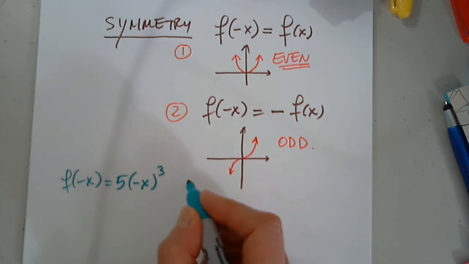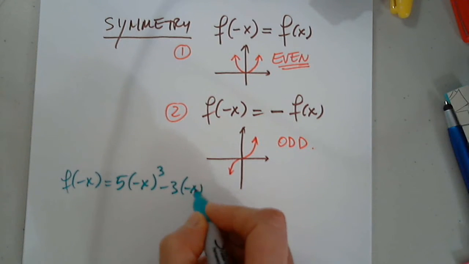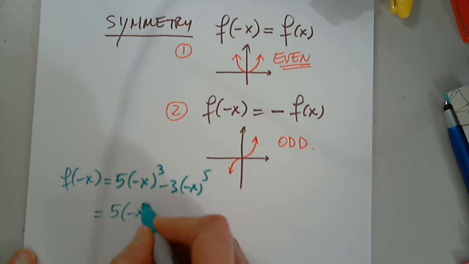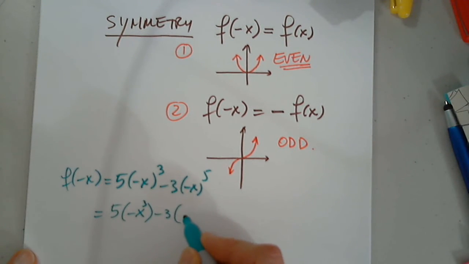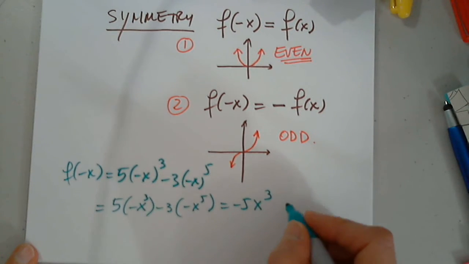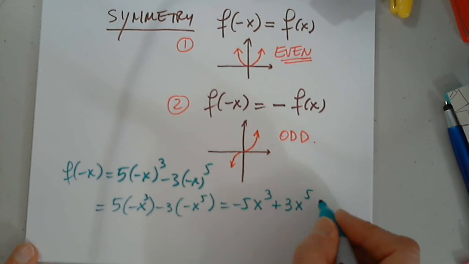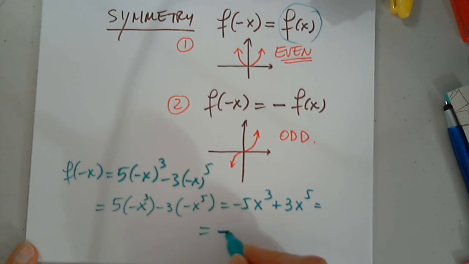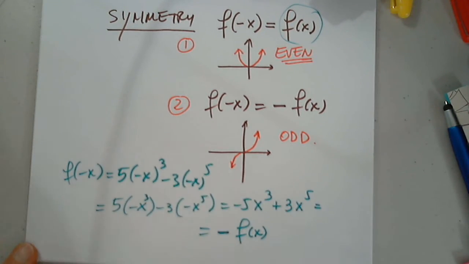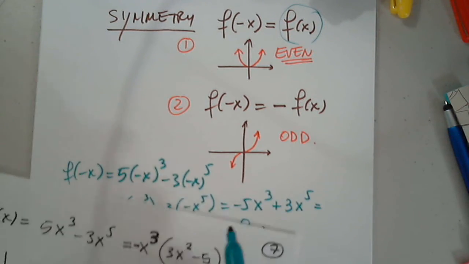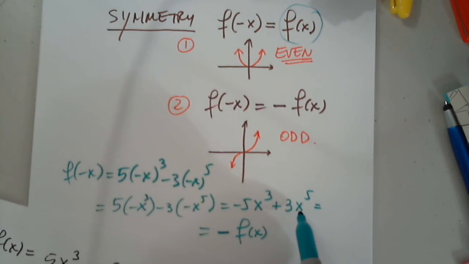5 times negative x to the third, and minus 3 times negative x to the fifth. In other words, this is negative 5x cubed, but plus 3x to the fifth. And this is not f of x, but it's the opposite of f of x. So the opposite of f of x will be negative 5x cubed, true, and positive 3x to the fifth.